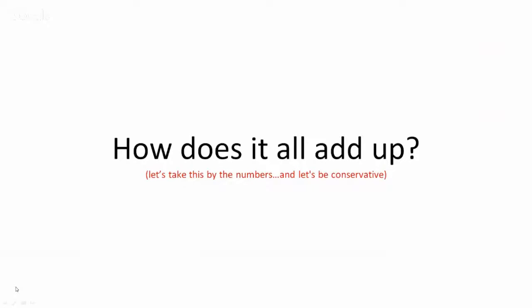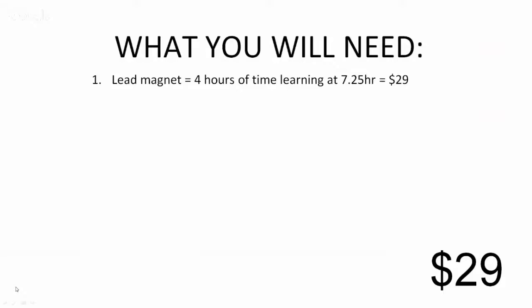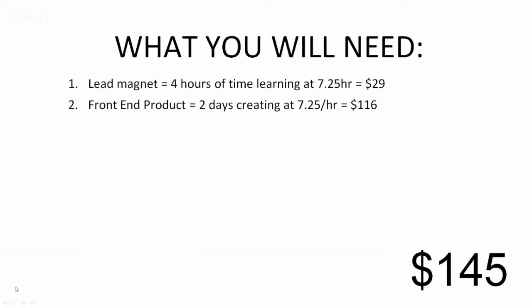But look, how does it all add up? Let's figure out how this adds up. Let's take it by the numbers, and let's be conservative about it. Okay? Lead magnet, 4 hours of your time learning. Let's say you make minimum wage, so that's what you're going to be worth, and that's what we're going to charge for our time. So that's 29 bucks you spent learning how to be an expert at lead magnets. Front-end products. Let's say you take 2 days to make a front-end product at $7.25 an hour. That's $116 of time you have invested in this front-end product.